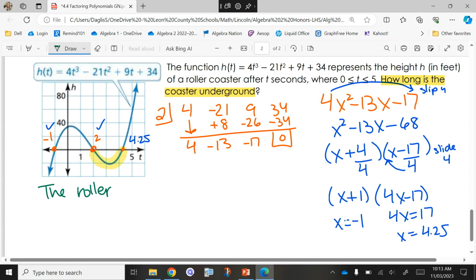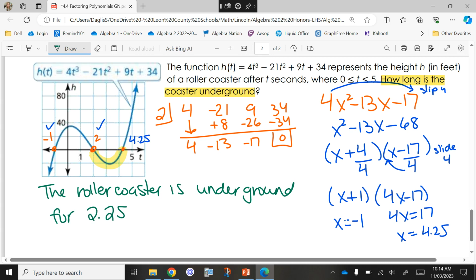The roller coaster is underground for 2.25 seconds. Okay, because we saw it was between 2 and 4.25.